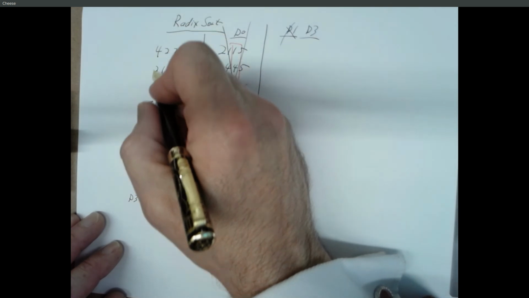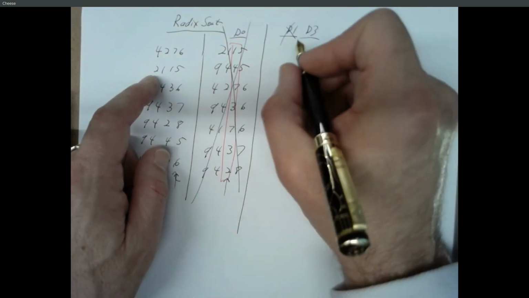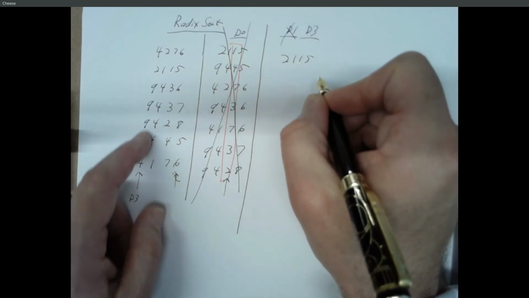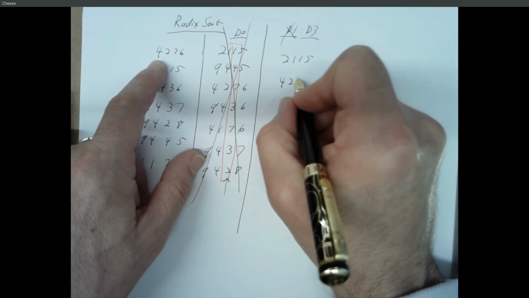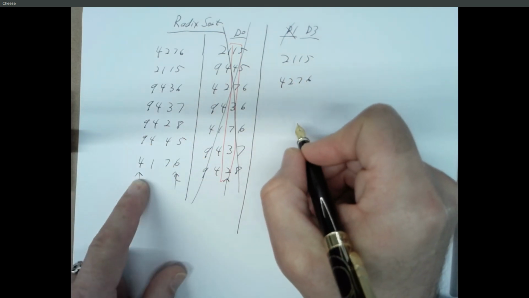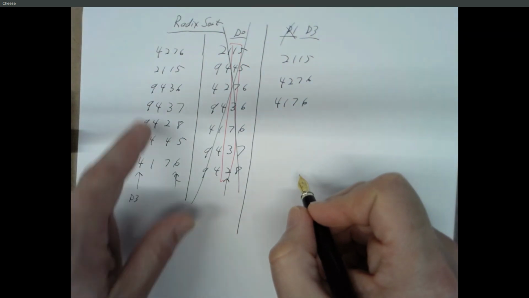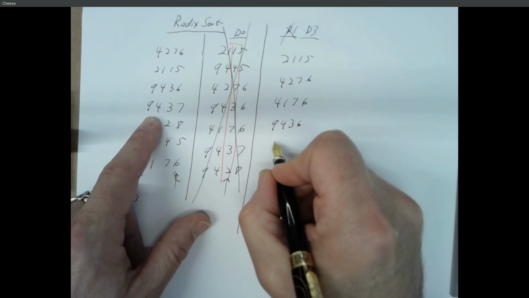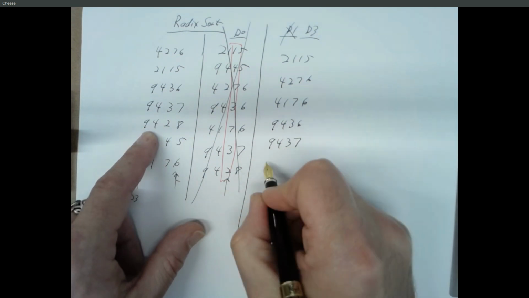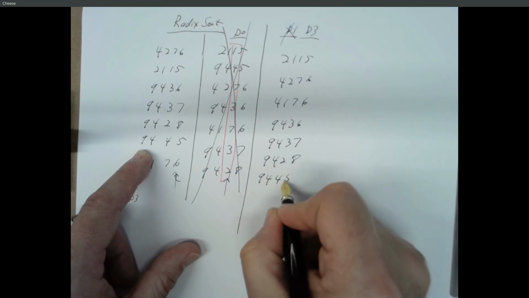All right, so go through and find all the zeros, the ones, the twos. Okay, there's a 2, 2115. Find a 3, there's no 3s. Find the 4s: 4276 and 4176. Find any 5, 6, 7, 8. Find the 9s: there's a 9436, 9437, 9428, and 9445.